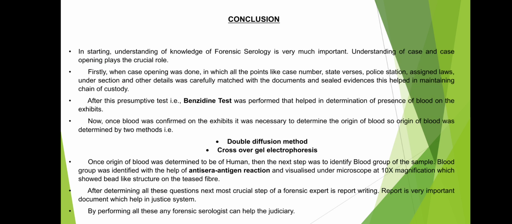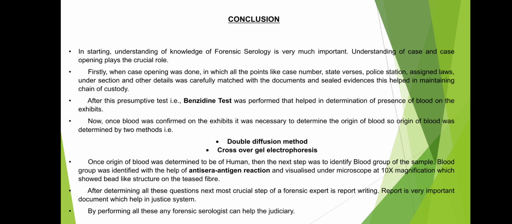In conclusion, understanding of the knowledge of forensic serology is very important. Understanding of the case and case opening plays a crucial role. Firstly, when case opening was done, all the points like case number, state versus police station, assigned laws, under section and other details were carefully matched with the documents and sealed evidences. This helped in maintaining chain of custody. After this, the presumptive test, that is the Benzidine test, was performed, which helped in determination of the presence of blood on the exhibits. Once blood was confirmed on the exhibits, it was necessary to determine the origin of blood.